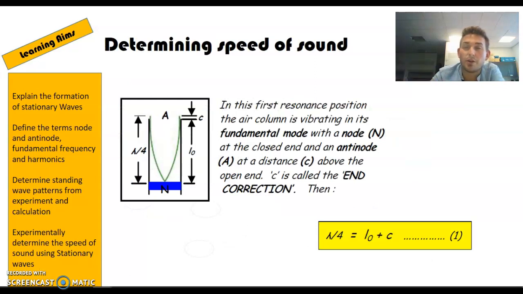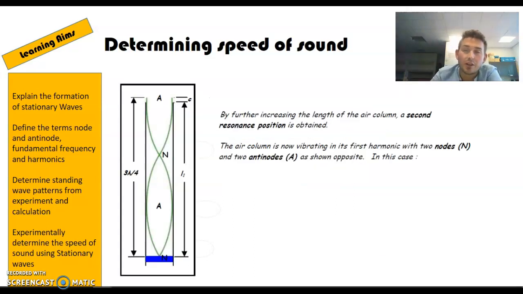Now the way we can do this is we can set it up so that we're going to test each of these points. Now we'll assume that the first one we come across is the first available harmonic, and we can say that this must be true. We're going to add this plus C term as an end correction in there, just in case we're not accounting for something, but we'll show you in a minute how that gets rid of. Increase the length of the air column, a second resonance position is obtained, and the air column is now vibrating in its third harmonic.